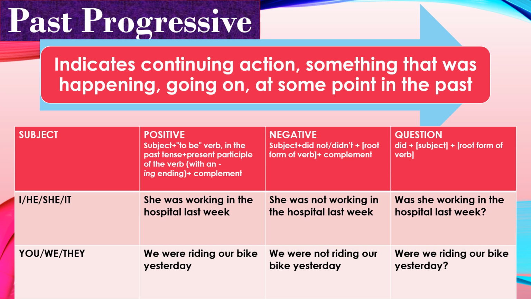Question. For the question form, we must use was or were plus subject plus present participle of the verb. For example, was she working in the hospital last week? Or were we riding our bike yesterday? The past progressive indicates a limited duration of time, and is thus a convenient way to indicate that something took place in the simple past while something else was happening. For example, Carlos lost his watch while he was running.